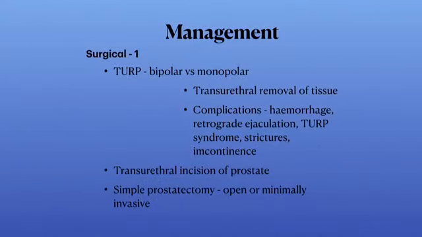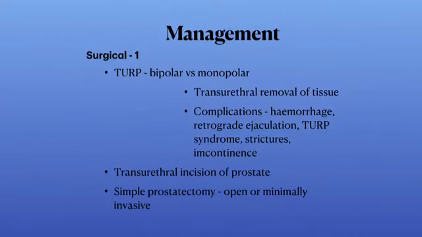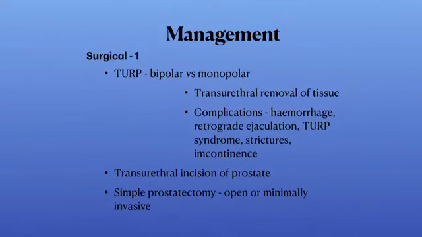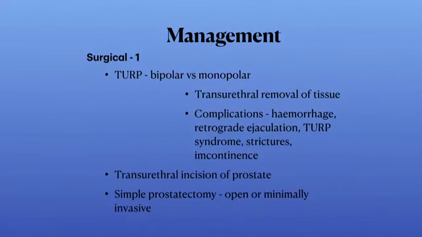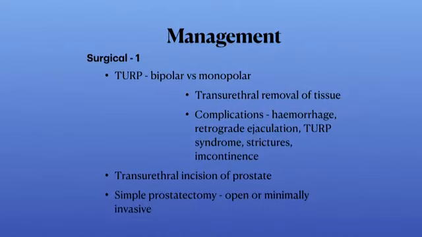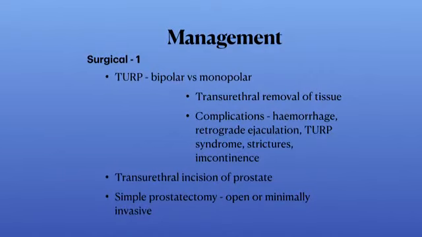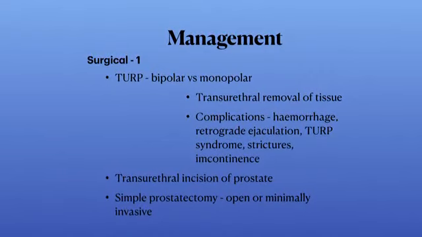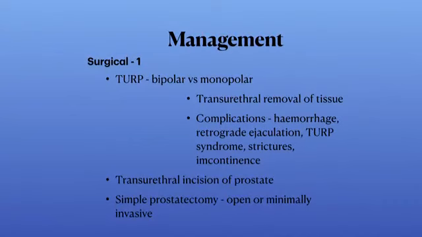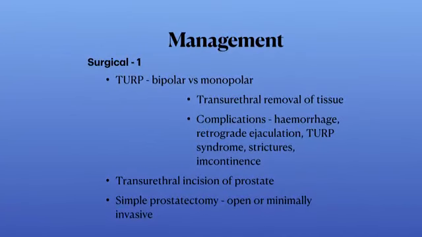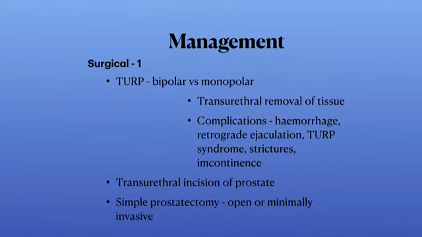Okay, finally, the surgical management of BPH. Our gold standard treatment is still thought to be your transurethral resection of the prostate, and the most commonly used method now is that of bipolar. The traditional version is the monopolar. This is removal of the tissue transurethrally. There are a number of complications though, which is why there is lots of work into other procedures. Complications include hemorrhage, retrograde ejaculation, TURP syndrome with monopolar, strictures and incontinence. For smaller prostates, those less than 30 mL, transurethral incision of the prostate may be sufficient.